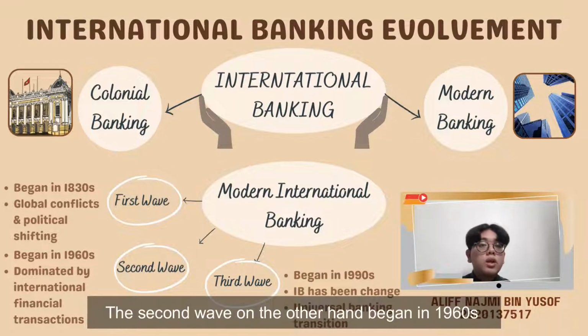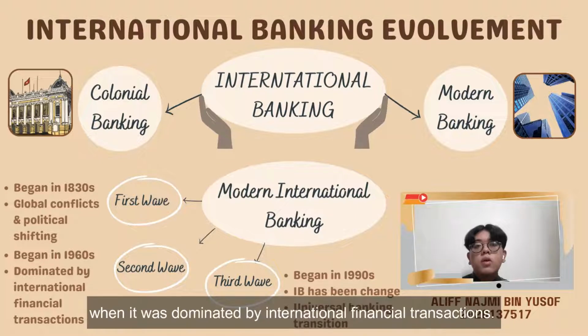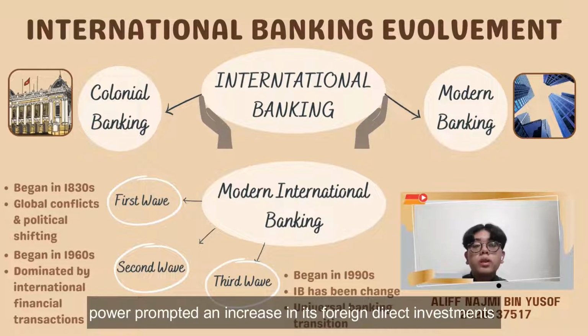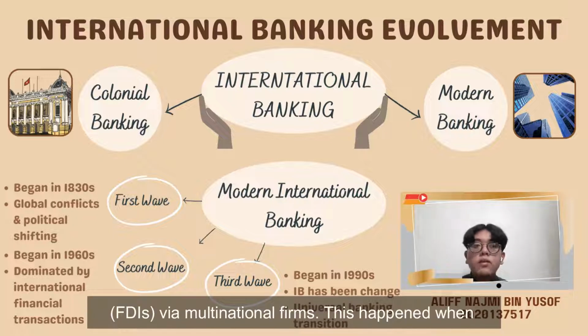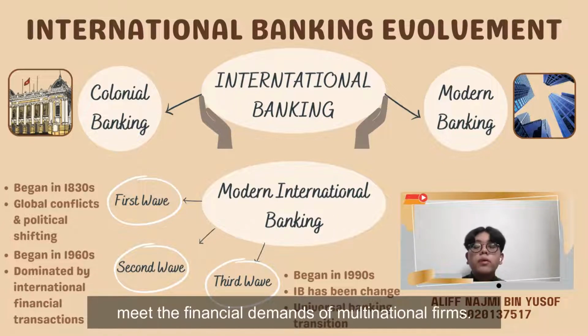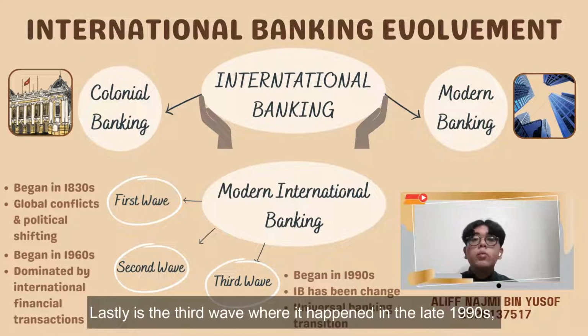The second wave, on the other hand, began in the 1960s when it was dominated by international financial transactions. The growth of the United States as a prominent economic power prompted an increase in its foreign direct investments (FDIs) via multinational firms. This happened when US banks started to expand internationally in order to meet the financial demands of multinational firms. Lastly is the third wave, which happened in the late 1990s.